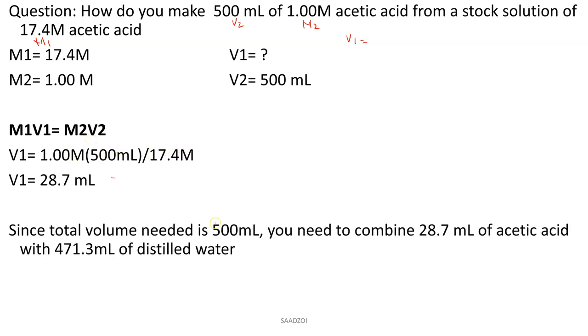Since the total volume you need is 500 milliliters, that's the way you want to look at it. Let's say you're using a volumetric flask, for example. You're going to take 28.7 milliliters of this acid. This is acetic acid, which is HC2H3O2. So you're going to use a graduated cylinder, measure that volume, and pour it in.